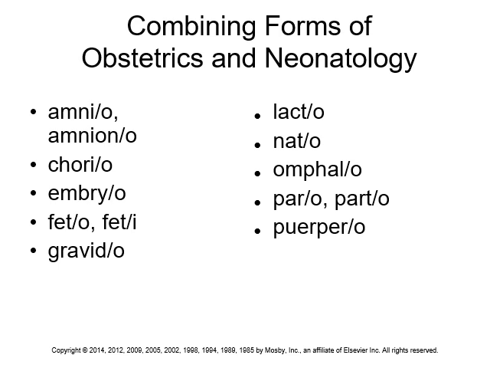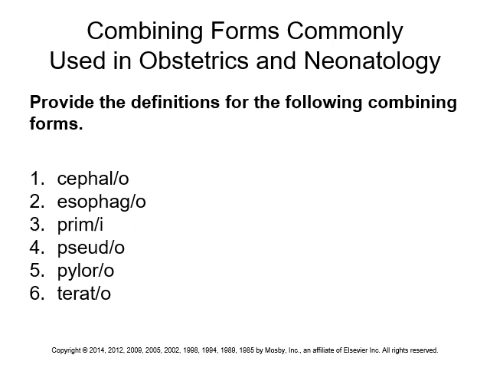Omphalo is an umbilicus or the navel. Paro and parto are both used for bearing, giving birth to, labor, or childbirth. And then also puerpero is a combining form for childbirth. So let's look at some of these combining forms that we use in obstetrics and neonatology that we've learned in the past or that we'll learn today.